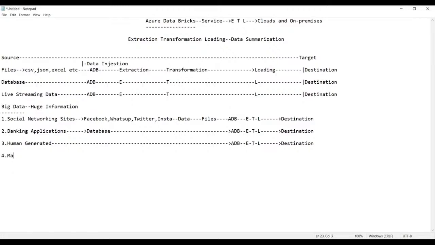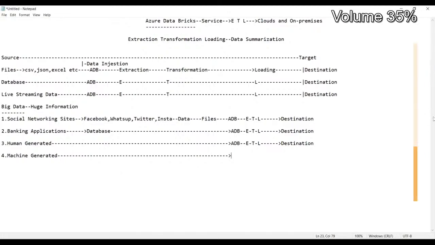Now, apart from this, we can also get the big data in the form of machine generated data. What is machine generated data? It is nothing but the data generated by machineries, such as your CT scan machine, ECG machine. Nowadays we are surrounded by machineries, and almost every machine generates data.